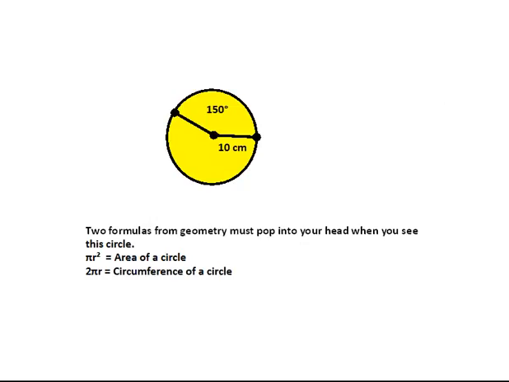So here's your first example. When you look at that circle, the first thing that should pop in your head are two formulas from geometry. Pi r squared, which is the area of the circle, and that's the one we're going to use, and the other one, 2 pi r, the circumference of a circle, which you may have seen already when you were trying to find the arc of a circle.